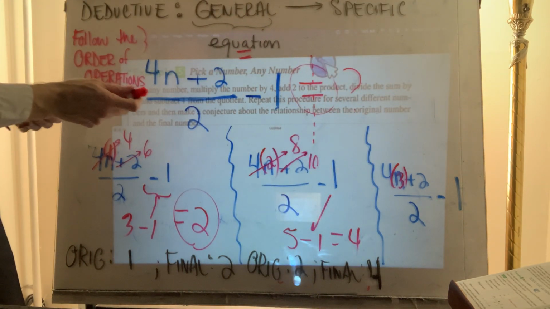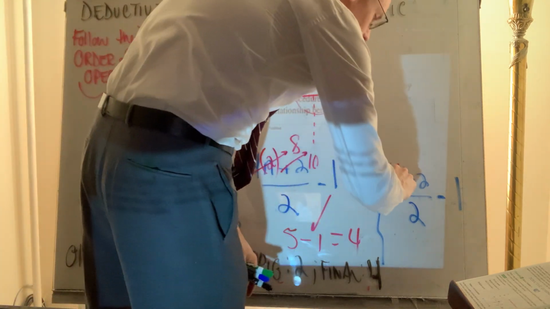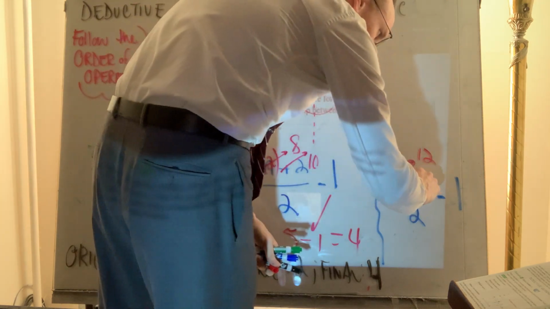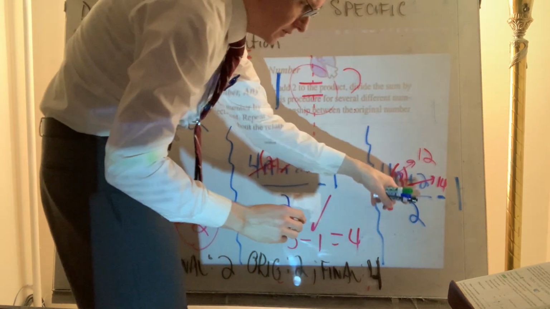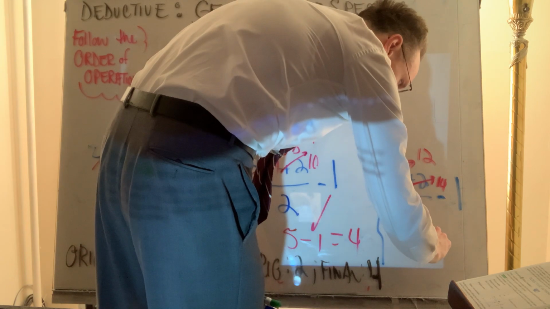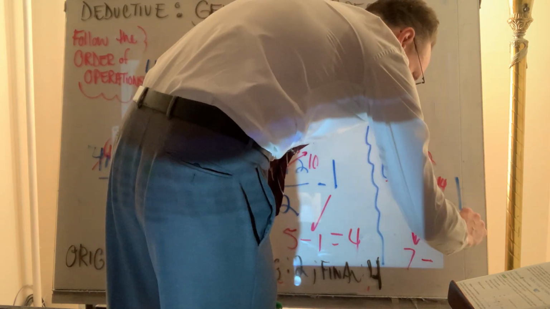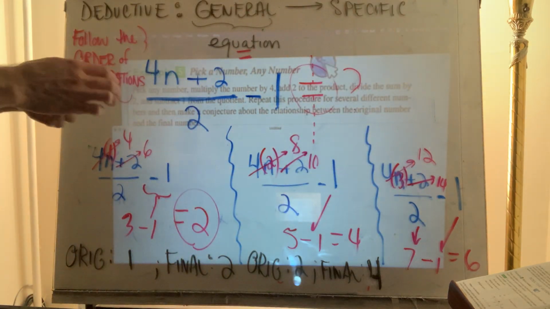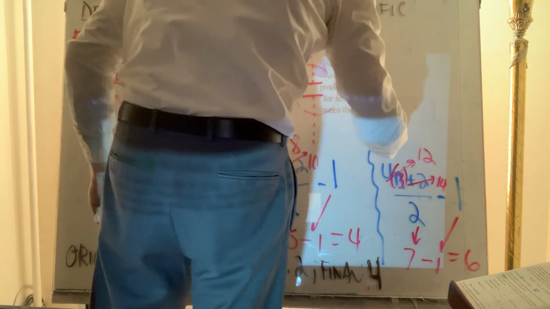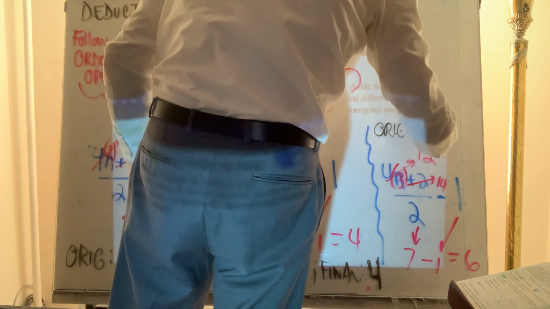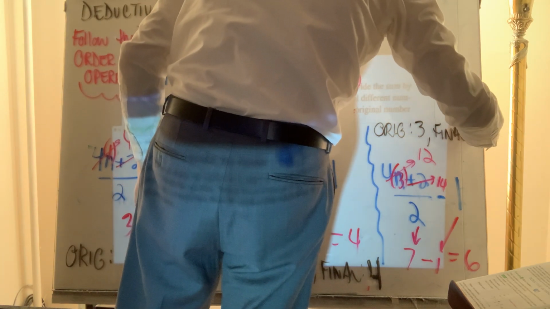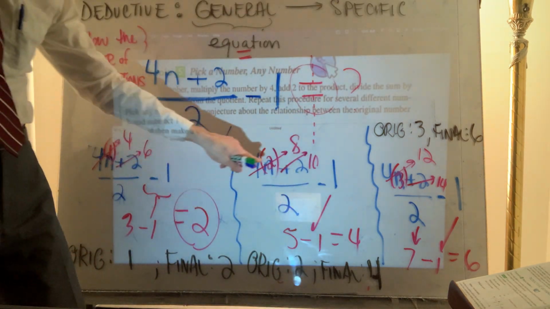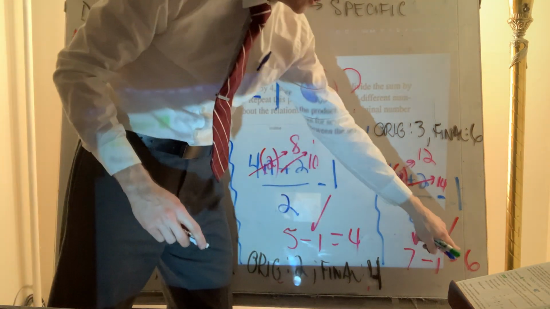Okay. Now, 4 times 3 is 12. 12 plus 2 is 14. 14 divided by 2 is 7. And 7 minus 1 is 6. All right. So again, for the sake of comparison, the original number is 3, and the final number is 6. Use 1, get 2. Use 2, get 4. Use 3, get 6.